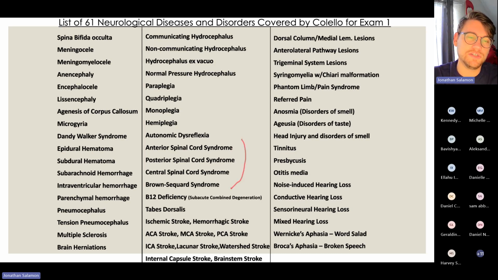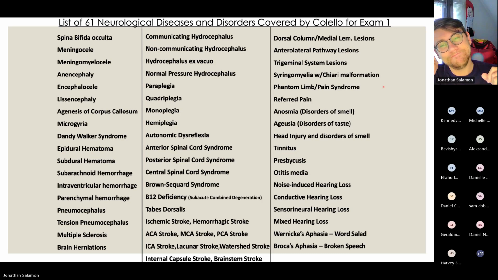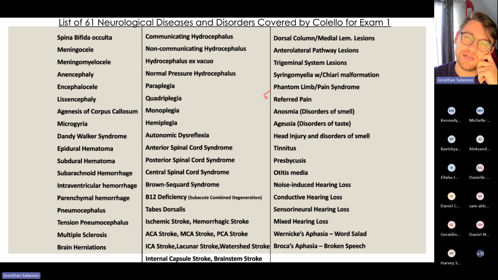You have your spinal cord syndromes. Beat this to death. Strokes, we beat this to death. All the lesions. Referred pain. Referred pain questions are weird. We know referred pain is like your shoulder hurts when you have a heart attack because the nerve that innervates the capsule is the same nerve bundle that innervates pain in the shoulder, right? Be aware of that. These two are kind of together.